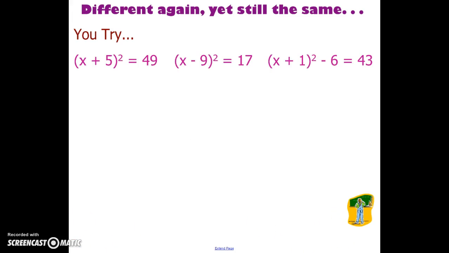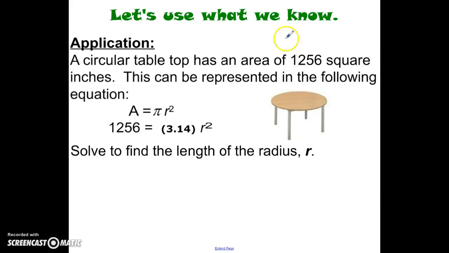Okay, so using those as examples, you have these 3 to do. And then we have this little application thing. We're going to work with the formula area of a circle, so A equals pi r squared. And our problem says that the circular tabletop has an area of 12.56, so we plug that in here. This can be represented in the following equation. We're going to use 3.14 as pi, then solve to find the length of the radius r.